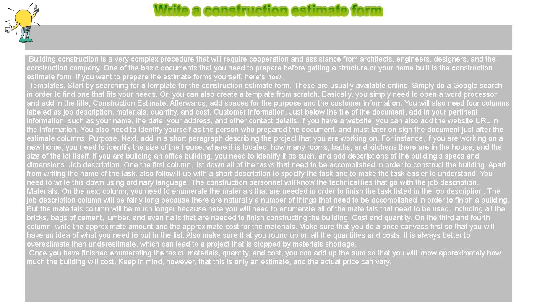Cost and quantity. On the third and fourth column, write the approximate amount and the approximate cost for the materials. Make sure that you do a price canvas first so that you will have an idea of what you need to put in the list. Also make sure that you round up on all the quantities and costs. It is always better to overestimate than underestimate, which can lead to a project that is stopped by materials shortage.